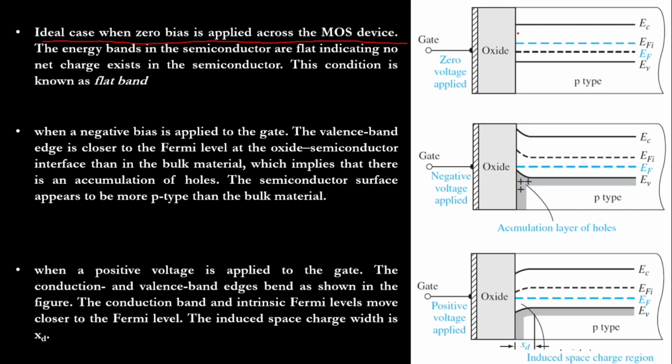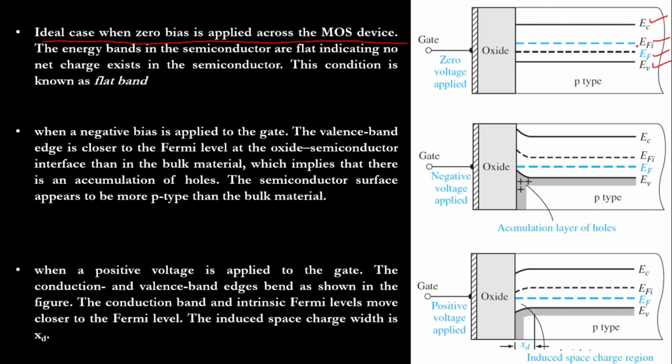Since we are not applying any voltage, you can see the band is flat throughout, a straight line. This is the valence band, this is the Fermi level of the p-type semiconductor, this is the intrinsic Fermi level, and this is the conduction band. We already learned that the Fermi level of a p-type semiconductor is near the valence band.